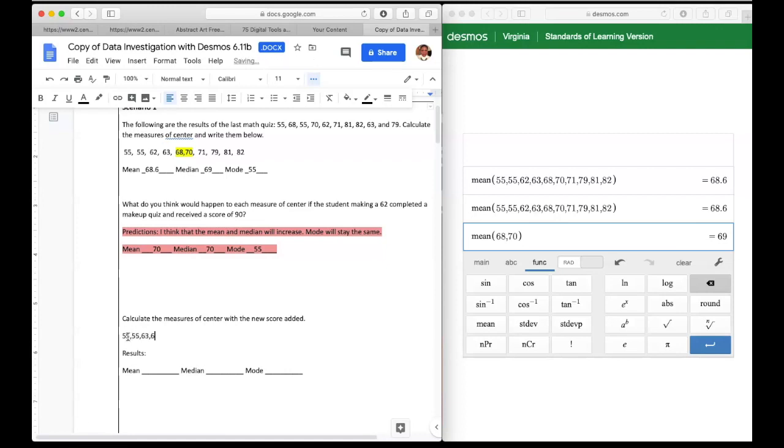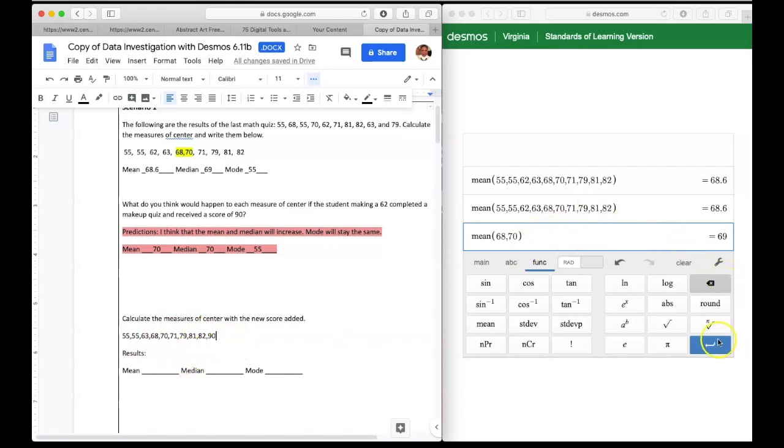63, 68, 70, 71, 79, 81, 82, and instead I'm going to have a 90. So that's what I'm going to have for my second go. I'm going to count them again real quick. 1, 2, 3, 4, 5, 6, 7, 8, 9, and 10. Great. So now let's see what our new results are going to be.